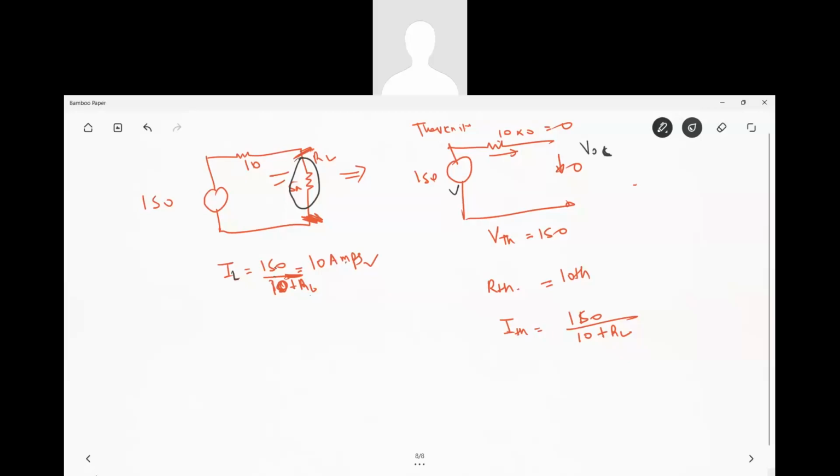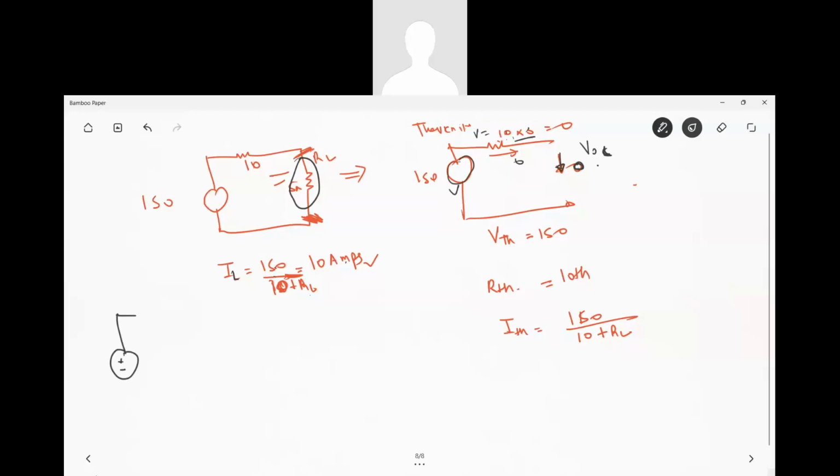Now the open circuit voltage between them becomes, basically, what happens when you remove this. The current through an open space would be equal to zero. Because of this current, what is the voltage through this? Voltage is this 10 ohm into the current, right? Now the current flowing is zero, so this becomes zero. So the leftover voltage is only this 150.